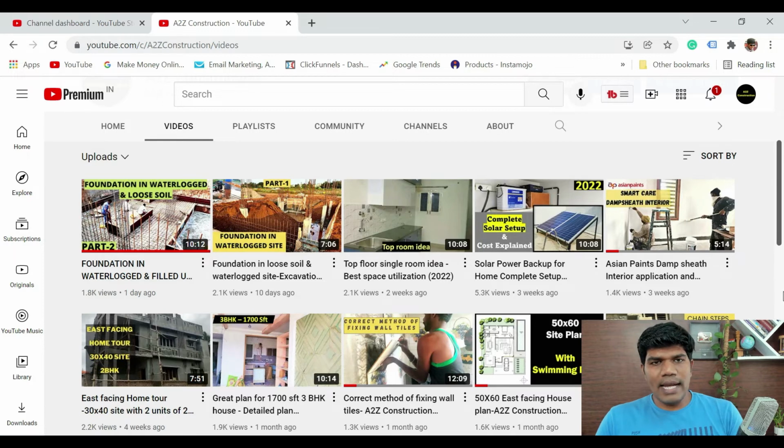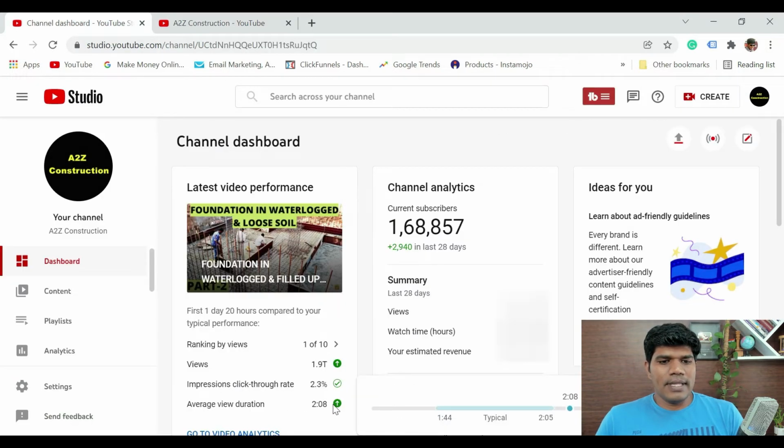Considering all the videos and the average view duration that they got, it is going to say whether your average view duration is higher or lower, okay? As per all the last 10 videos that were uploaded, YouTube knows that the average view duration was anywhere between 1 minute 44 seconds and 2 minutes 5 seconds. That was the average view duration for all the past 10 videos. This particular video got an average view duration of around 2 minutes 8 seconds. So that's where it is indicating an upward arrow here.